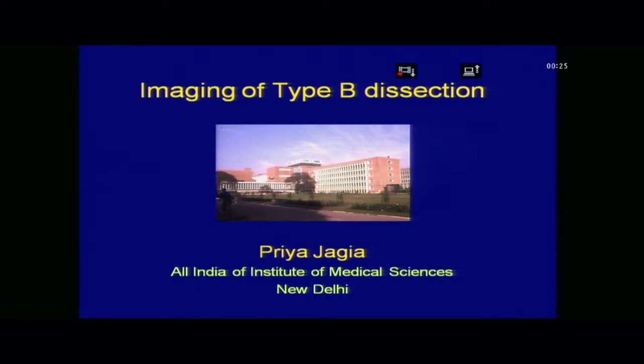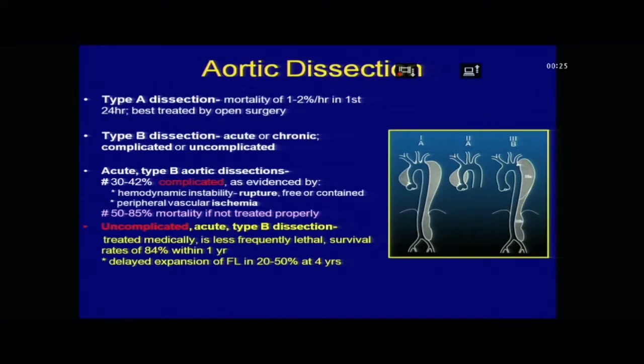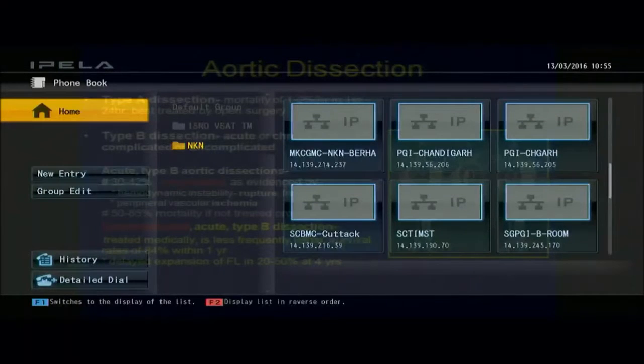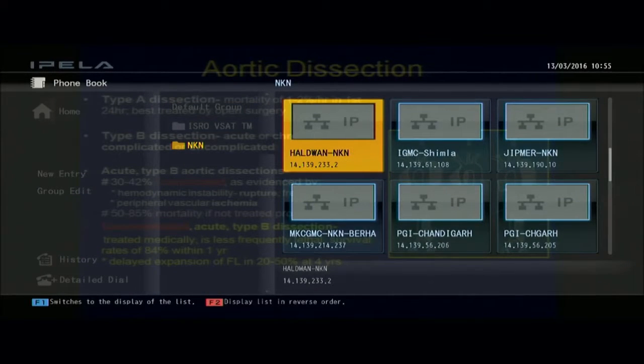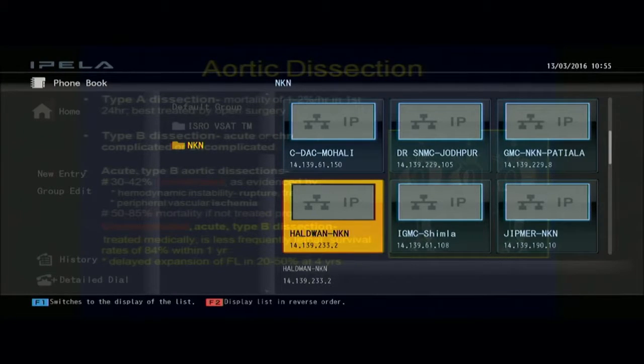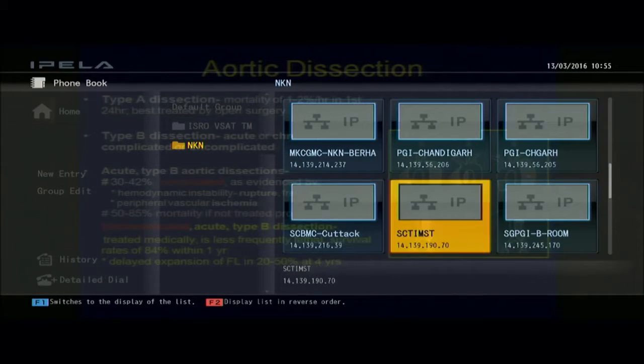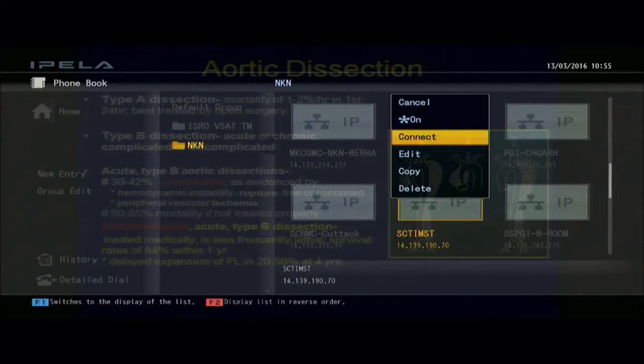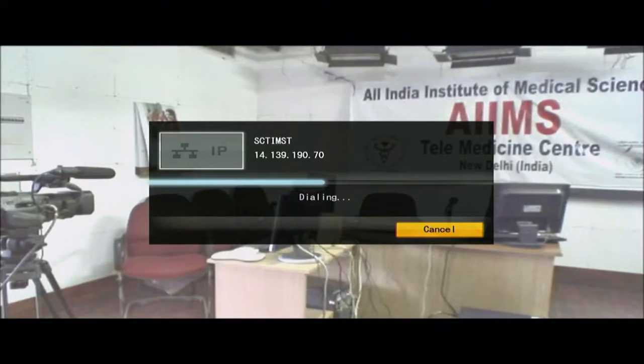Good morning, everybody. So today I'll be talking about the imaging in type B dissection. There is going to be a lot of overlap, so sometimes I'll be asking you questions to see how we are going by. So unlike type A dissection, which if presents in an acute condition is treated by surgery, type B dissection could present either in an acute condition or as a chronic presentation. And if it is acute, it could be either a complicated dissection or an uncomplicated dissection.